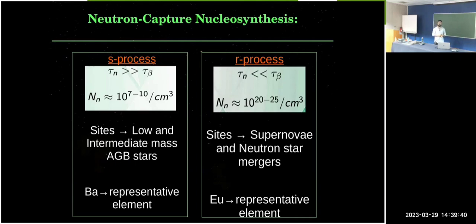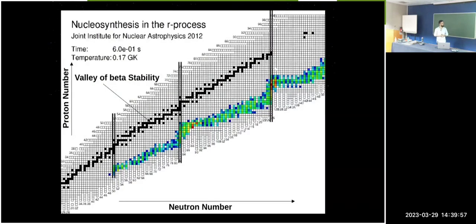The proposed sites for the s process are low and intermediate mass AGB stars, and the proposed sites for the r process are supernovae and neutron star mergers. Barium is considered a representative element of the s process, and europium is considered a representative element of the r process. This is a snapshot of the r process, where the horizontal axis is neutron number and the vertical axis is proton number. All the black squares here represent the elements or isotopes that can be produced by the s process, and the colored squares represent those that can be produced by the r process.